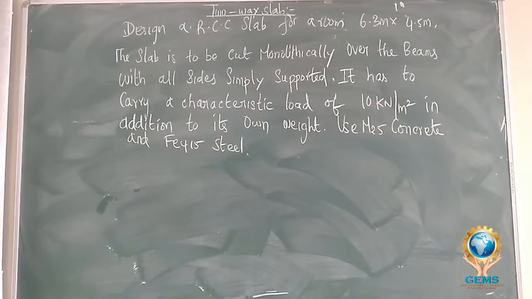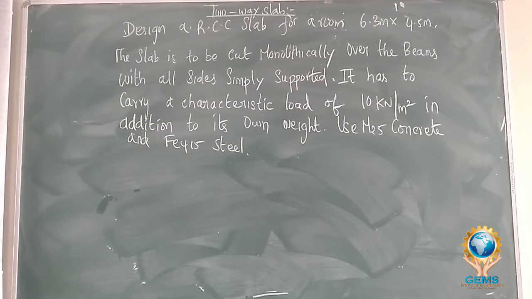Design an RCC slab for a room 6.3 meter into 4.5 meter. So 6.3 meter and 4.5 meter are the lateral dimensions, that is, the span in the two directions of the slab. Which is the larger span here? 6.3 meter is the larger span, so that is taken as Ly, and 4.5 meter is the shorter span, so that is taken as Lx.